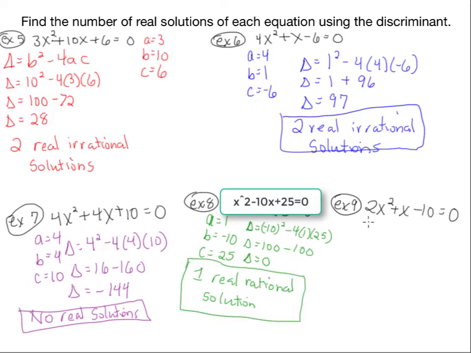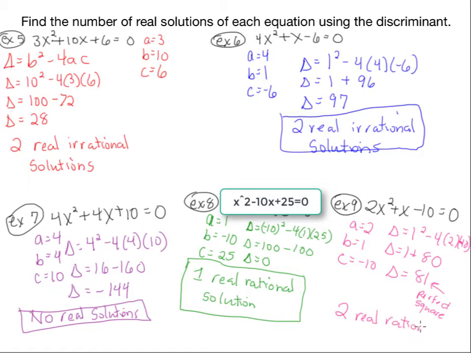Last but not least, in example number 9, we have a equal to 2, b is equal to 1, and c is equal to negative 10. Plugging that into our discriminant formula and simplifying it down, after substituting the values, we get that the discriminant is equal to 81, which is a perfect square. Therefore, this equation has two real rational solutions, since a, b, c are rational numbers and the discriminant was a perfect square.